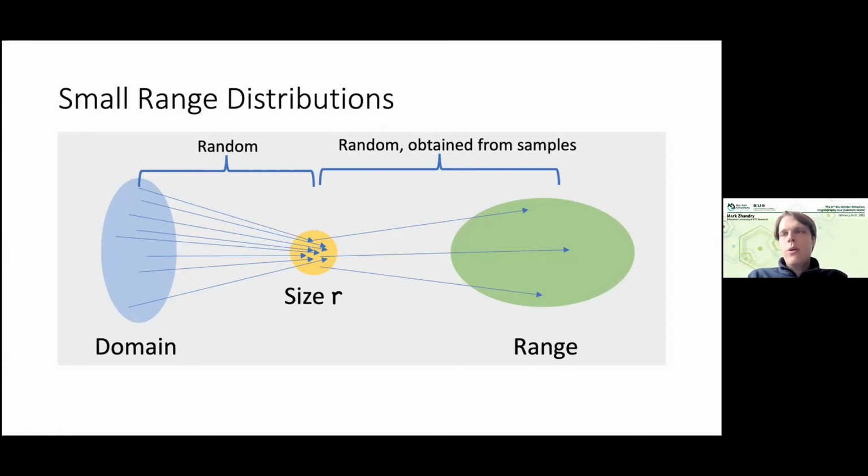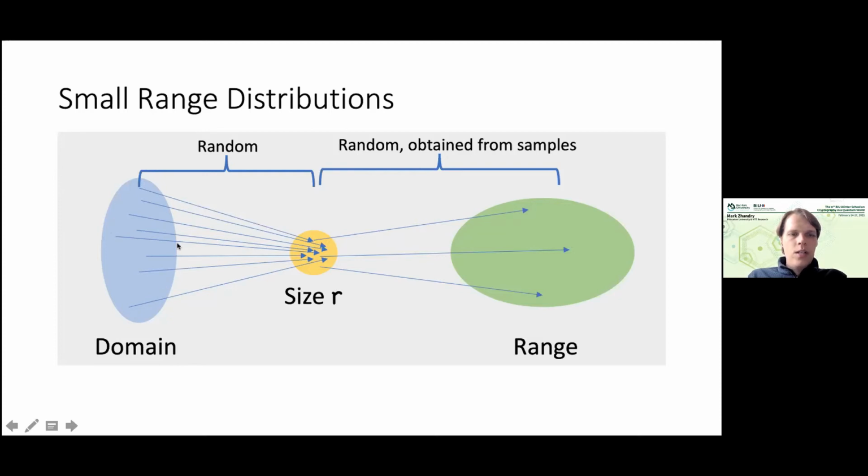So we're going to start from a polynomial size set of samples. And we're going to interpret that small set of samples as a function from an index space to the range. If I have R samples, I can view my R samples as a function from a domain of size R, just the numbers 1 to R, into my range, where on input i I just look up the ith sample and output it. So that's one component of the small range distribution: this random function from the small index set R into my range.